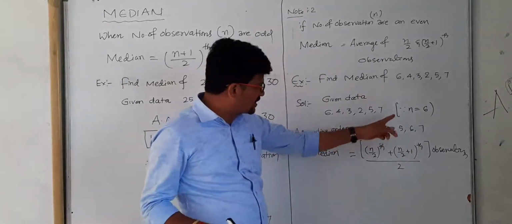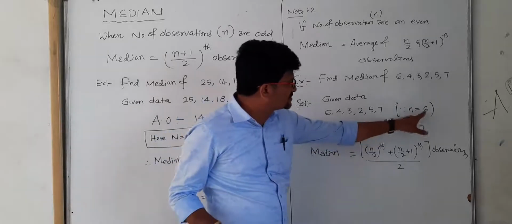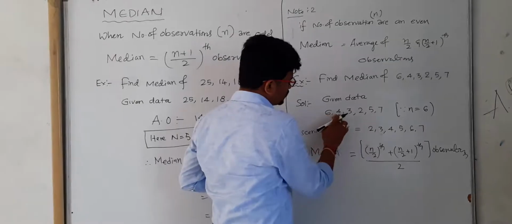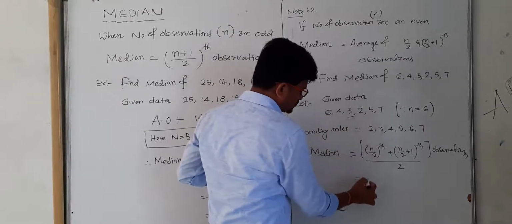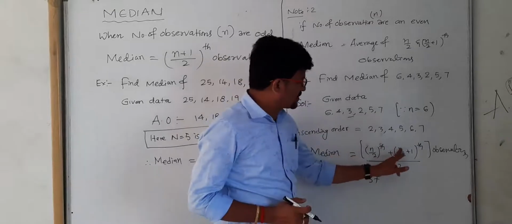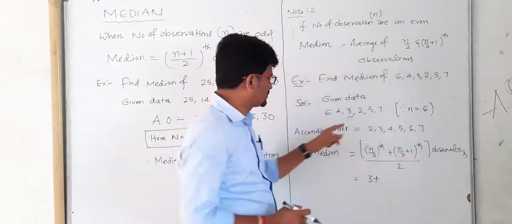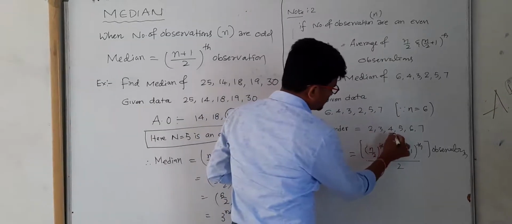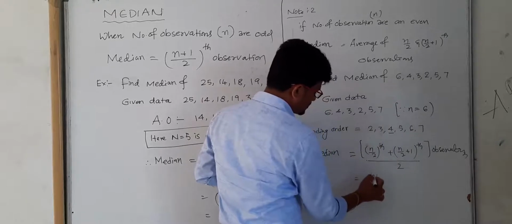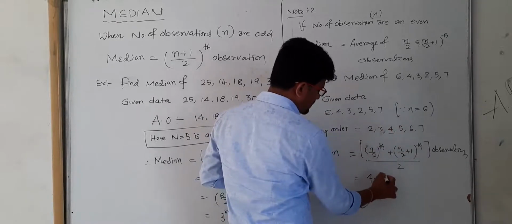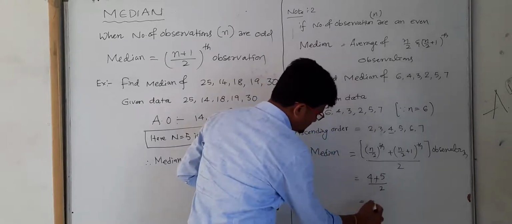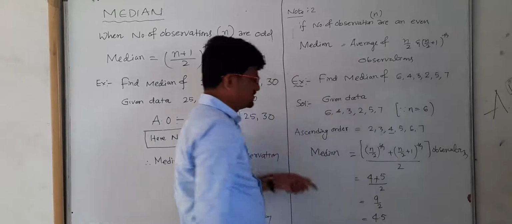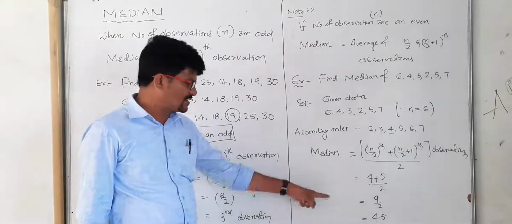Whenever n is an even number, n by 2 means 6 by 2, which means third. So the third observation. What is the third observation? 1, 2, 3. Yes, the third observation is 3. Then 3 plus 1, fourth observation. What is the fourth observation? 1, 2, 3, 4, it is 5. So the average is (3 plus 5)... 9 by 2... 4.5 is the median.